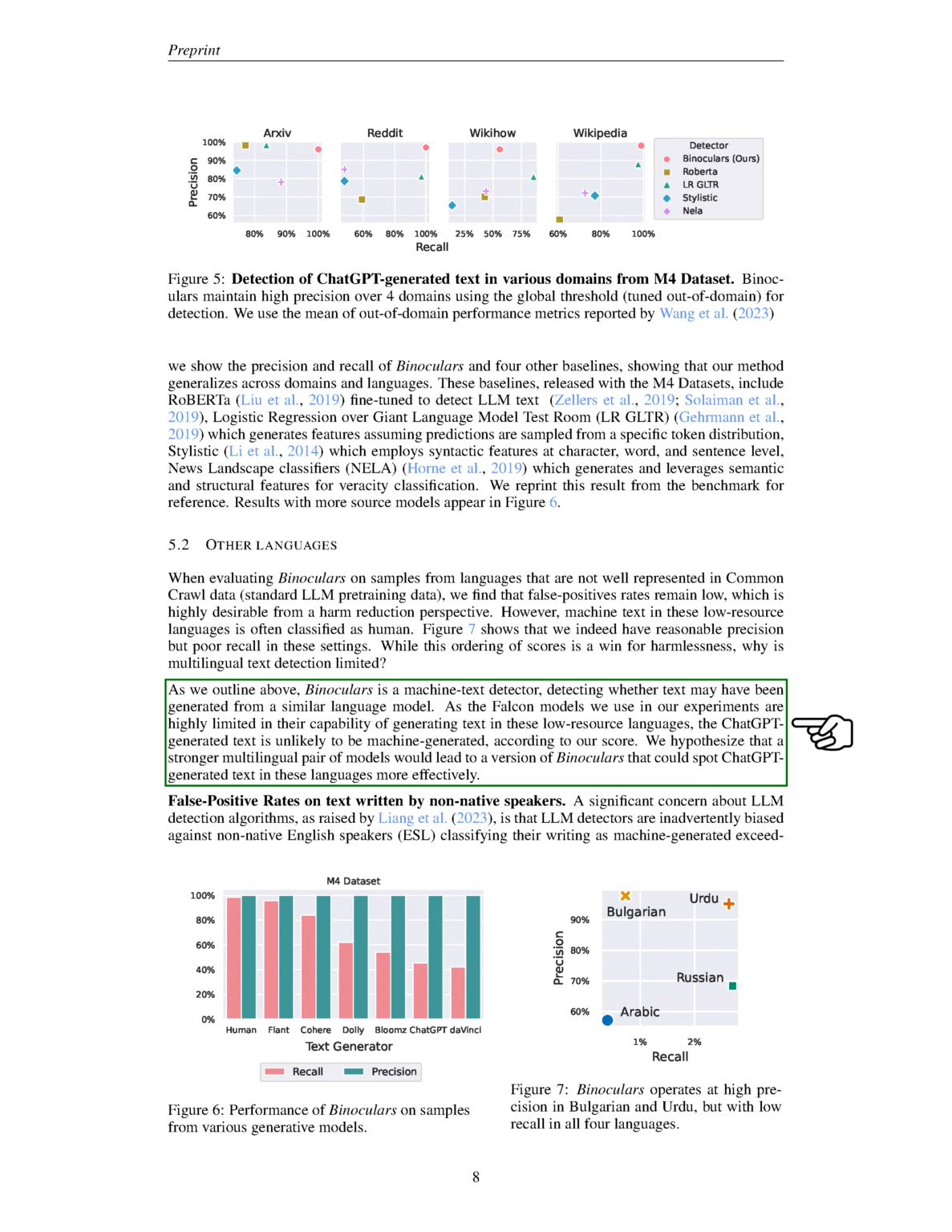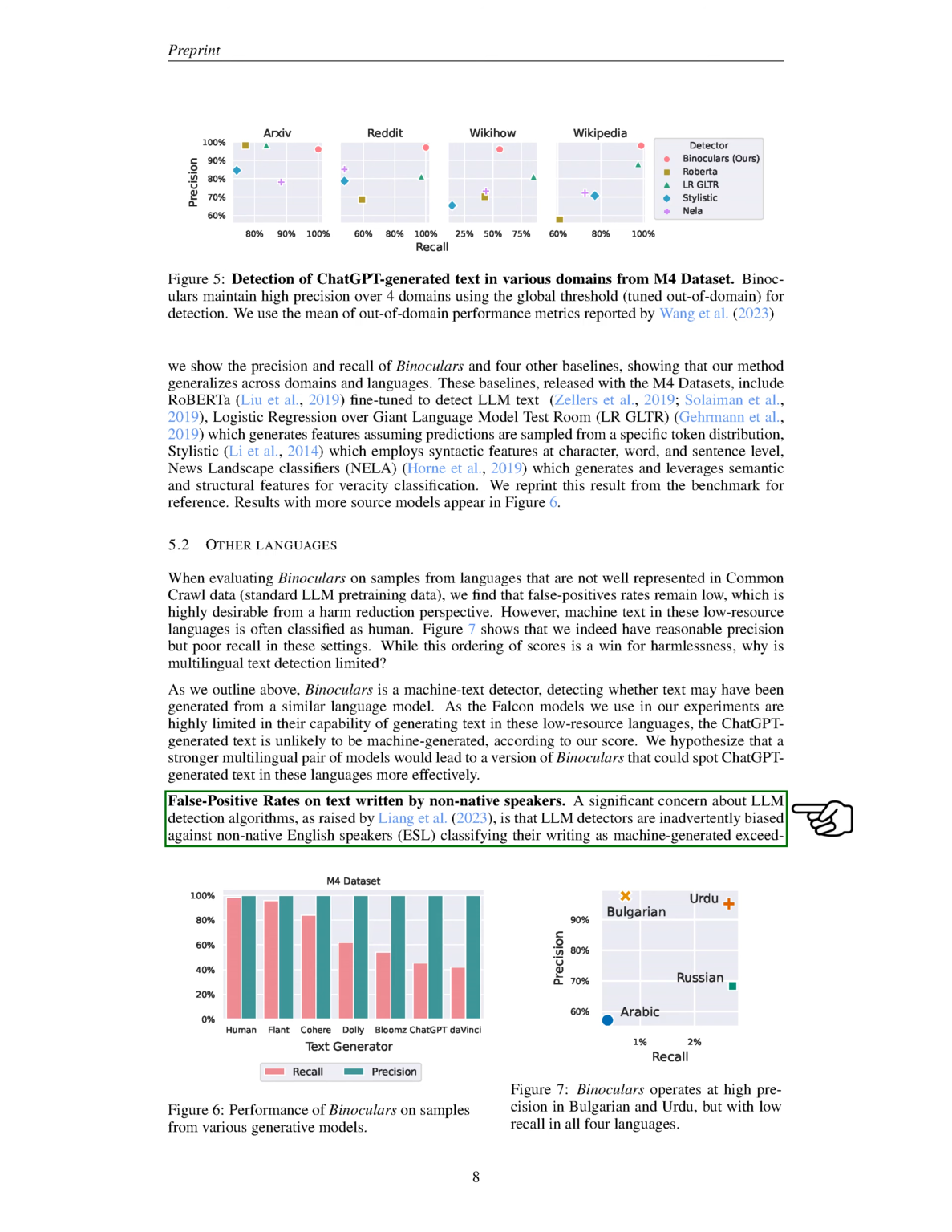While this is a limitation, it's important to remember that Binoculars is designed to detect whether text may have been generated from a similar language model. Since the Falcon models we use are not very good at generating text in these low-resource languages, the ChatGPT-generated text is unlikely to be flagged as machine-generated by our score. We believe that using a stronger pair of multilingual models could improve Binoculars' ability to detect machine-generated text in these languages.